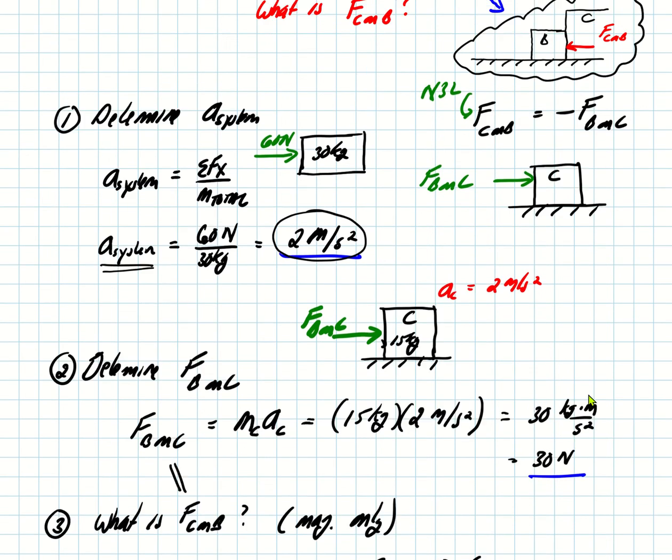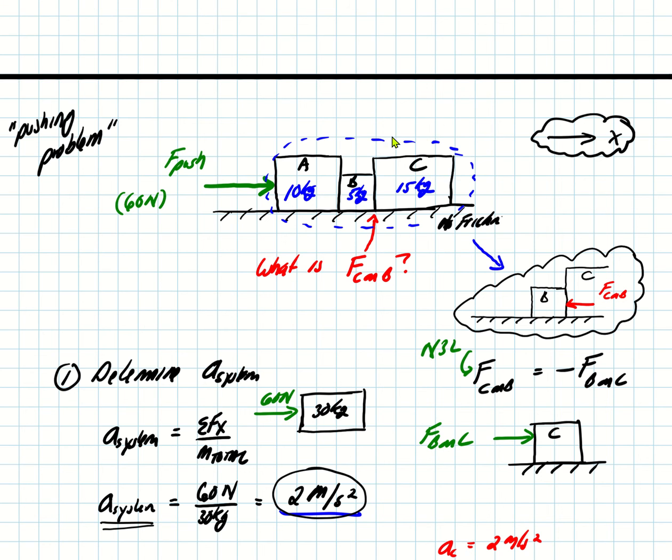We say 30 newtons. Let's go back to our original figure here. We're claiming that C is pushing on B with 30 newtons because B is pushing on C with 30 newtons. We'll notice that that's half of the outside pushing force. I think it makes sense because if we look at how the mass of C compares with the total, we have 15 kilograms compared to a total of 30 kilograms. So object C is half the total mass.